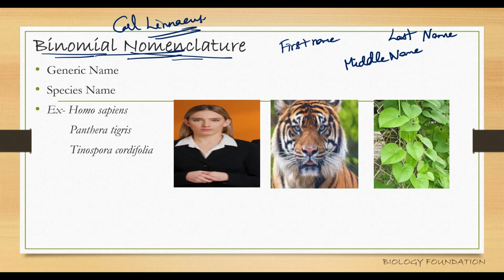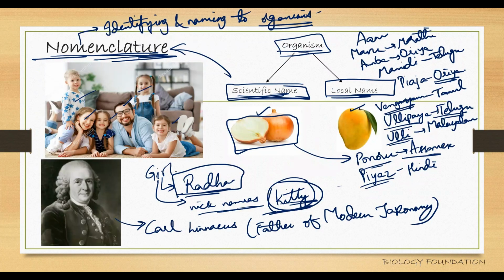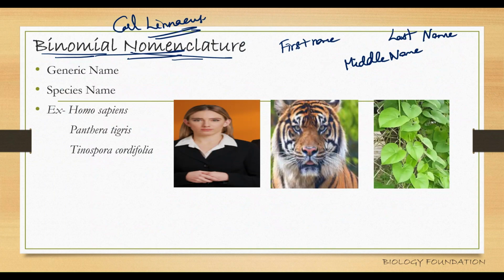Apart from him being the father of modern taxonomy, he also proposed this binomial nomenclature. As the name suggests, bi means two names. So every living organism has two parts in its scientific name, try to understand. We all know that any living organism has a scientific name and a local name. The scientific name is given by what we call nomenclature. Okay. Now, what nomenclature is being followed?